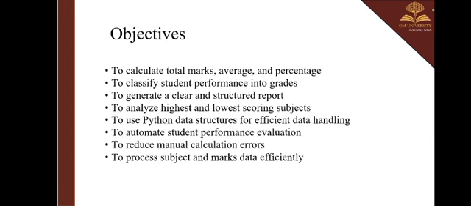Next part is objectives. The objectives of the smart academic performance analyzer are, first, to calculate the total marks, average and the percentage; to classify the student performance into grades; to generate a clear and structured report; to analyze the highest and the lowest scoring subject; to use Python data structures for efficient data handling; to automate student performance evaluation and to reduce manual calculation errors; to process subject and marks data efficiently; to present the result in a clear and structured output format.